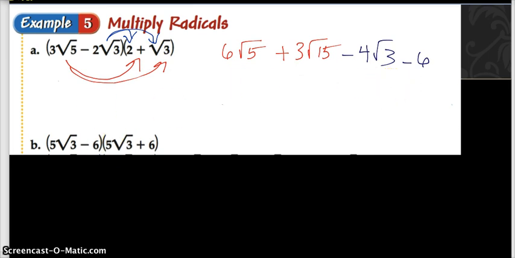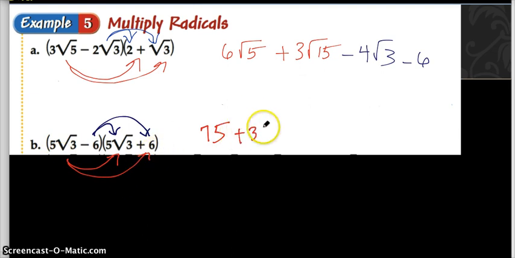Let's FOIL method this guy. So 5 root 3 times 5 root 3 is going to end up being 25 times 3, which is 75. 5 root 3 times 6 is going to end up being a plus 30 root 3. Then we have a negative 6 times 5 root 3, and we'll get a negative 30 root 3. And then finally, when we multiply minus 6 times a positive 6, we're going to end up getting a negative 36. I want you to take a look at something here.